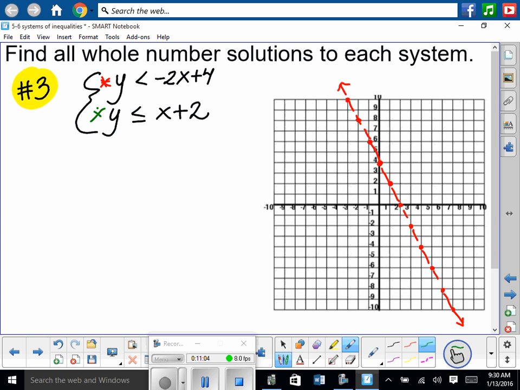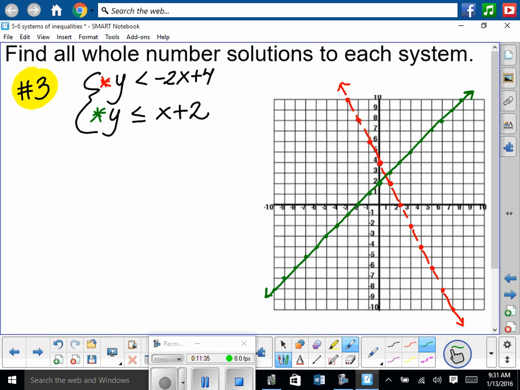Now I'm going to draw my other line in green. So it's y values less than or equal to x plus 2. So I'm drawing my line. I go up to 2. My slope is 1, up 1 over 1, all the way here. Now for that line, it does include it, so it's going to be a solid line for this one.